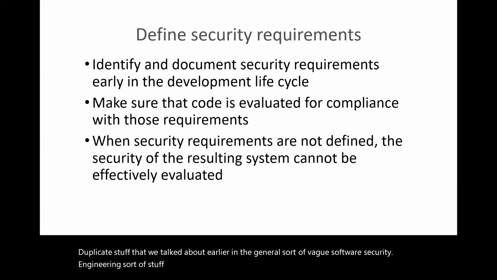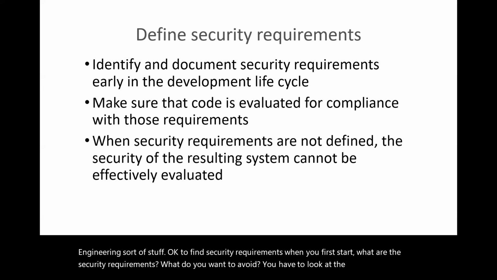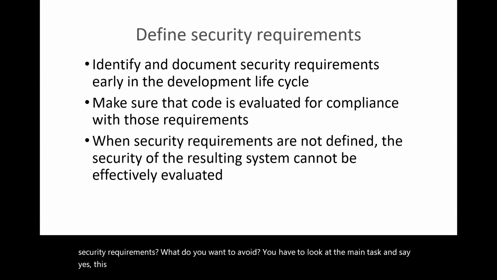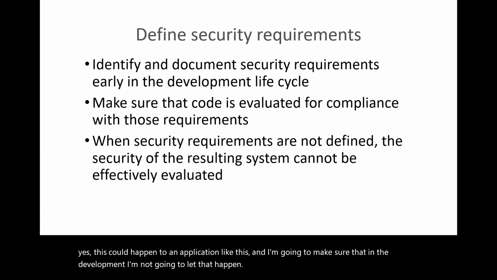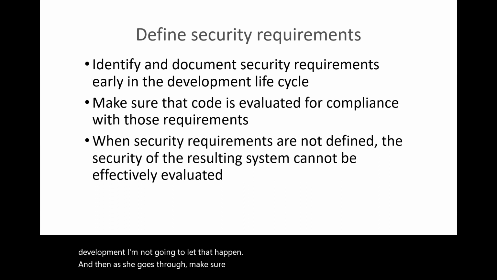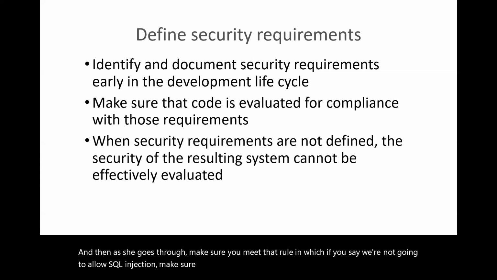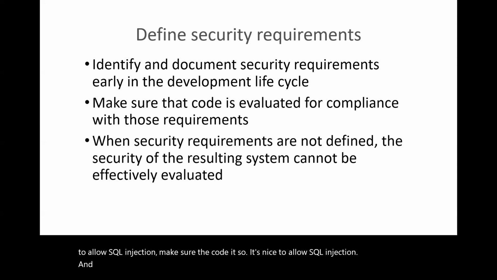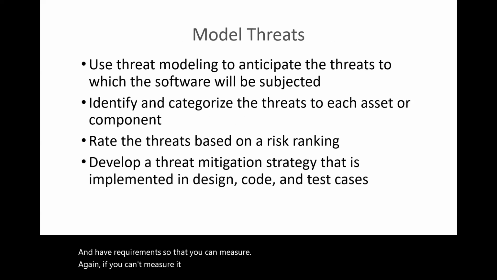Okay, define security requirements. When you first start, what are the security requirements? What do you want to avoid? You have to look at the main task and say, yes, this could happen to an application like this, and I'm going to make sure that in the development, I'm not going to let that happen. And then, as it goes through, make sure you meet that rule. In other words, if you say we're not going to allow SQL injection, make sure it's coded so it doesn't allow SQL injection. And have requirements so that you can measure it. Again, if you can't measure it, how can you improve it?